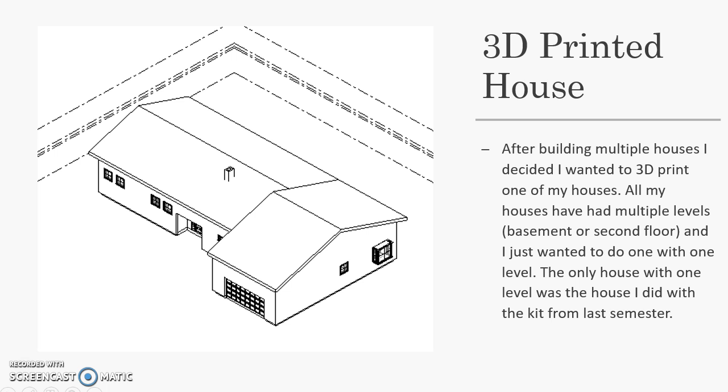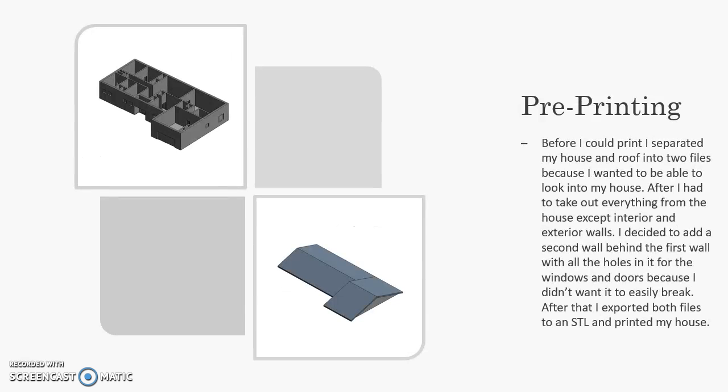Now that I had built multiple houses, I decided I wanted to 3D print one of them. I decided to print my house from the kit from last semester because it was only 1 story. Before I could print, I separated my houses and roof in Revit because I wanted to be able to look into my house once it was printed. That's the main reason why I chose my house from the kit from last semester.